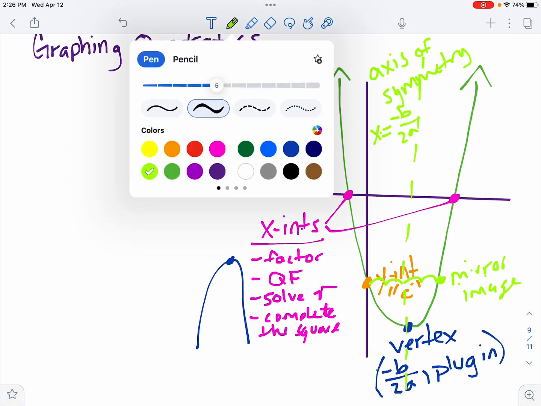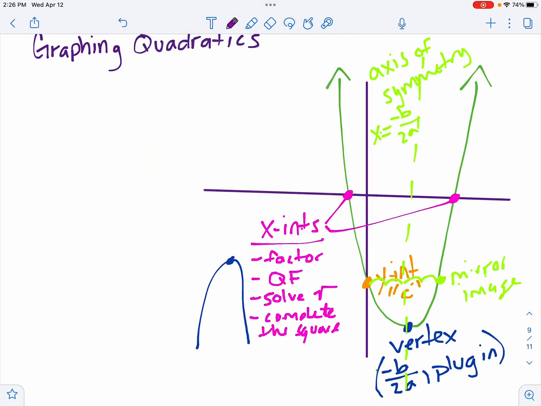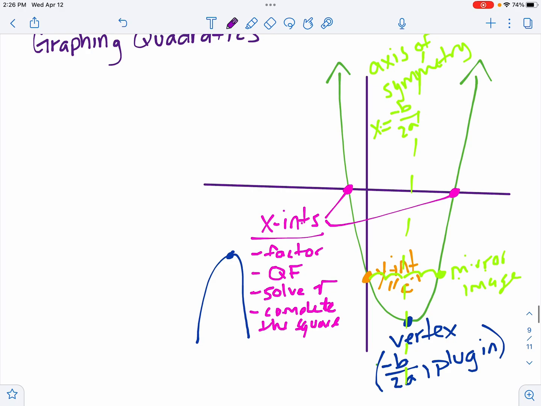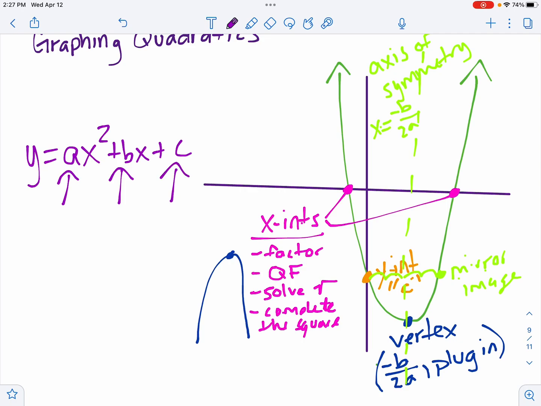Now remember, when I'm referring to a, b, and c values, we are looking at a quadratic in standard form, which you guys should have seen before. y equals ax squared plus bx plus c. It's the numbers in front of the x's that those a, b, and c's are labeled.